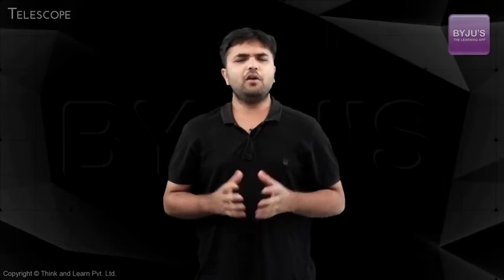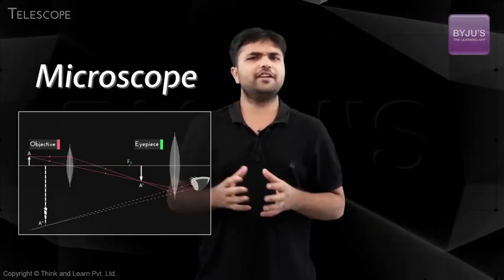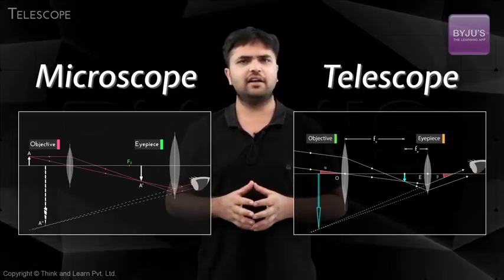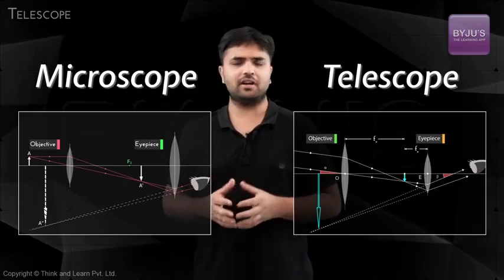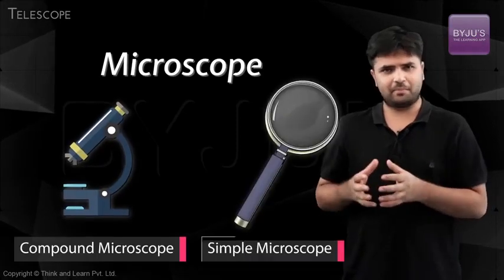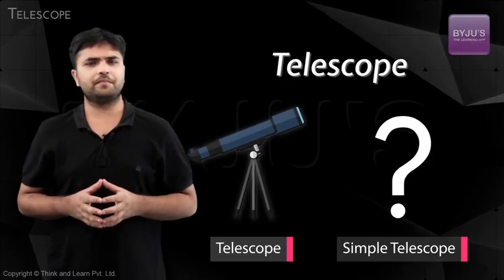Hey Avinash, all beautiful, but I have a doubt. You know, microscopes and telescopes have almost similar working, right? They both have two converging lenses and two-step image formation, then magnification. But we had two versions of a microscope, a compound microscope and a simple microscope, I remember. Why don't we have a simple telescope?